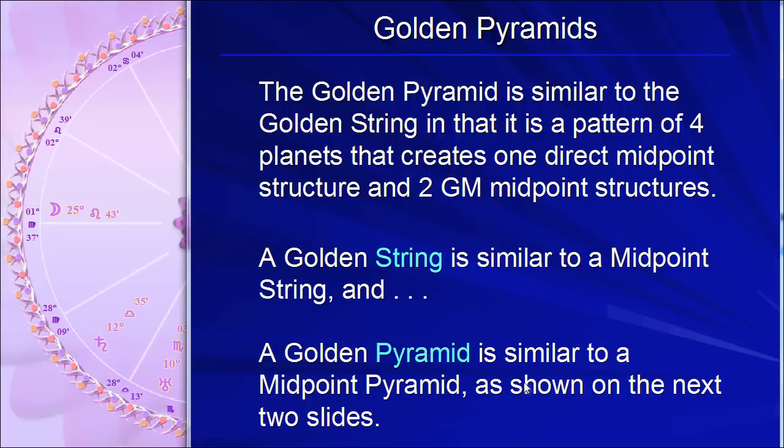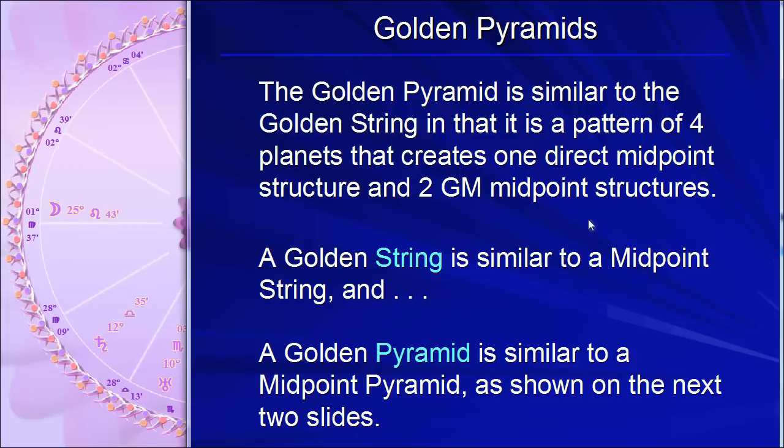Let me repeat that. Both the golden string and the golden pyramid involve 4 planets. And those 4 planets form a direct midpoint structure, meaning 1 planet is conjunct or opposition 2 of those planets. And there are 2 golden mean midpoint structures, meaning that there are 2 cases among these 4 planets where 1 planet is at the golden mean between 2 others.